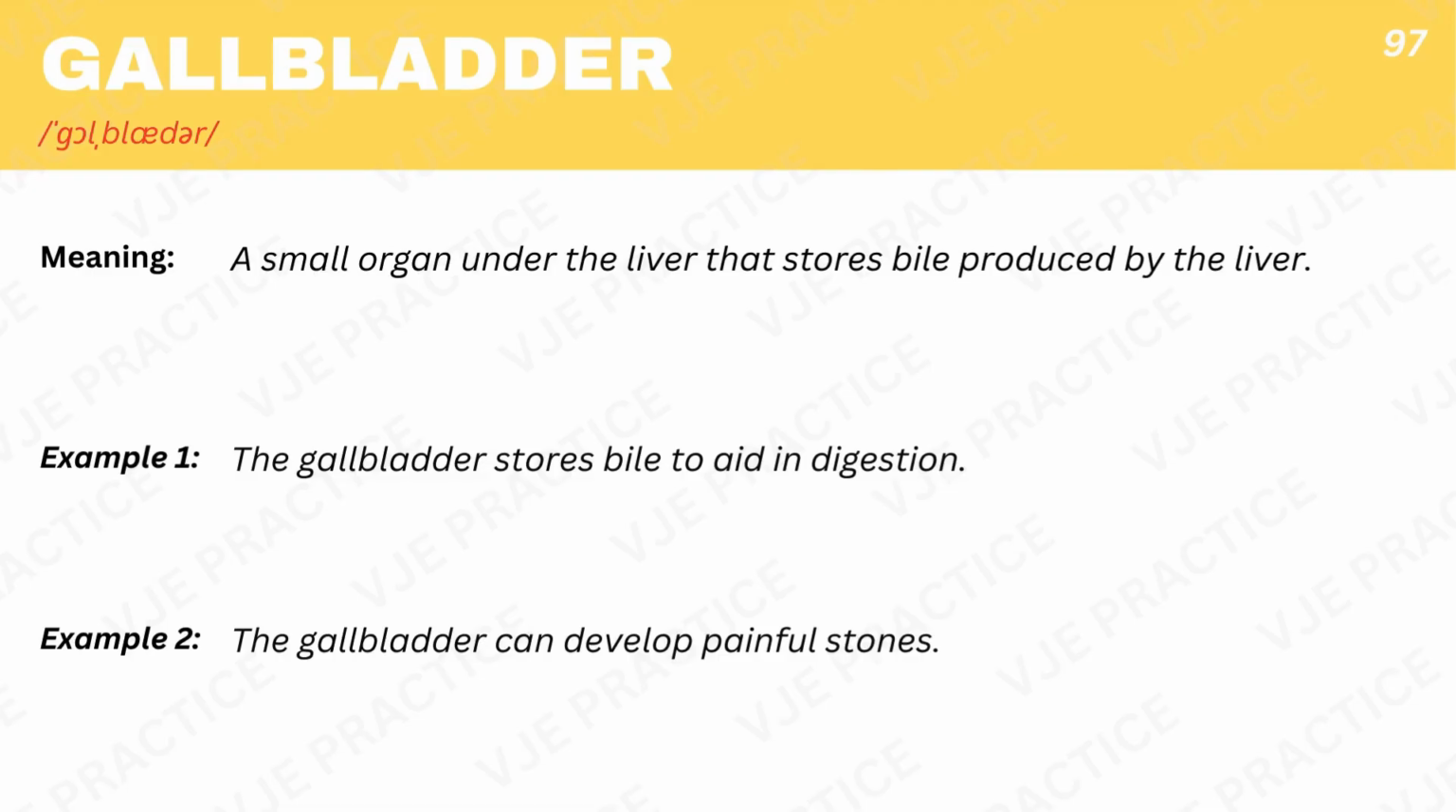Gallbladder, a small organ under the liver that stores bile produced by the liver. Example 1. The gallbladder stores bile to aid in digestion. Example 2. The gallbladder can develop painful stones.